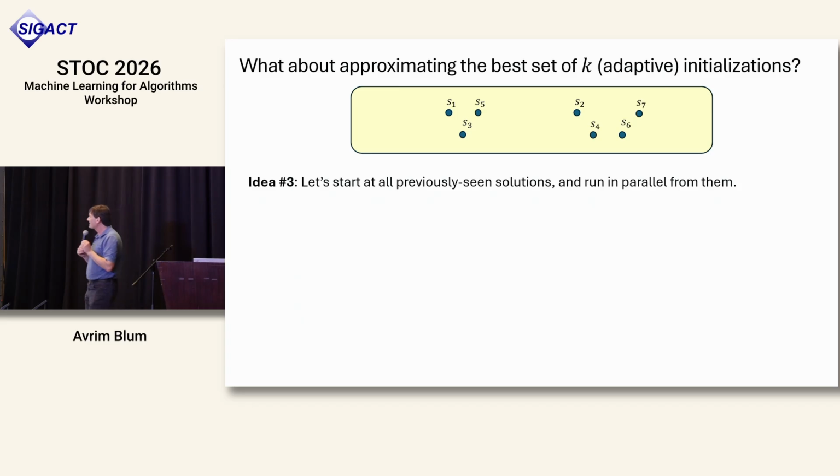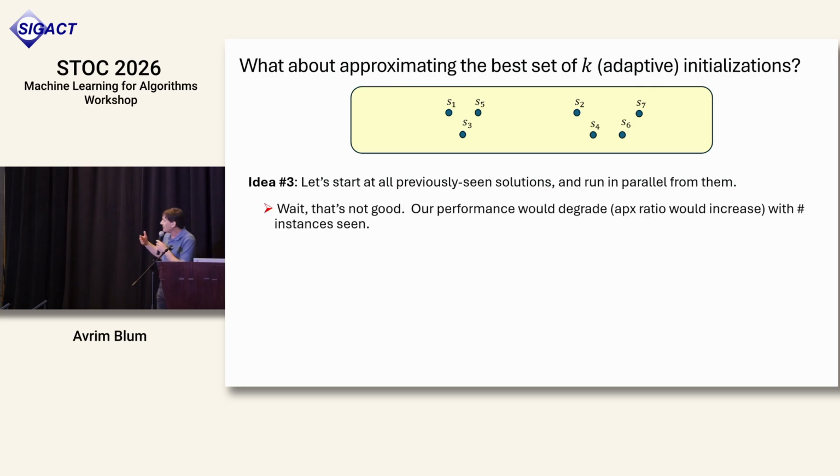How about let's start from all previously seen instances and just run in parallel from all of them. I mean, that'll include whichever one the optimal is using. Now, of course, the problem from here is there's too many. It's not fixed with k. The number of instances is growing, right? So this will lose a factor. It's not good. Our performance is going to degrade. Our approximation ratio, or competitive ratio, will increase with the number of instances we've seen. So that's not good. Okay.